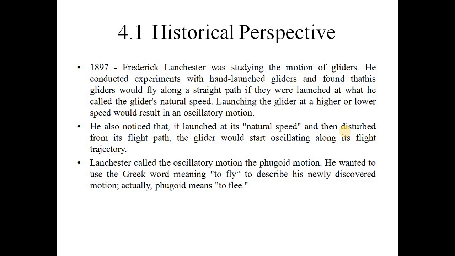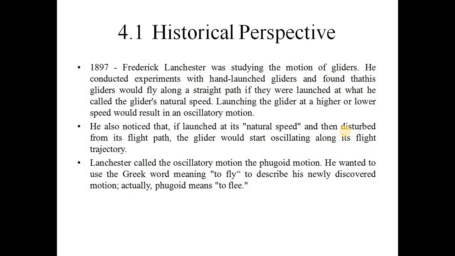Now, he's not the only one who discovered this. About 900 years before that, or maybe 800 years before that, Abbas ibn Firnas, a Muslim scholar from Spain, also discovered the same thing. We also notice that if launched at its natural speed and then disturbed from its flight path, the glider will start oscillating along its flight trajectory. So there are two ways that it will start oscillatory motion.